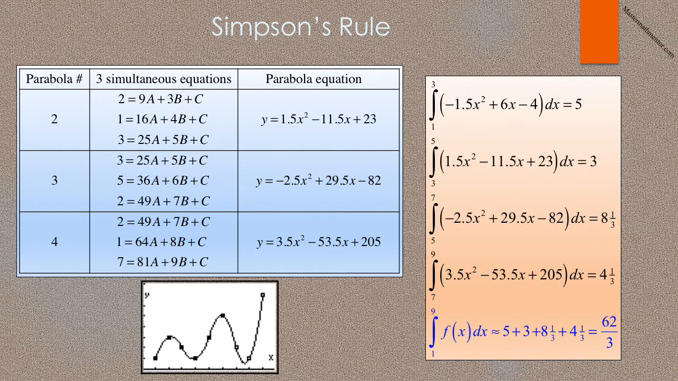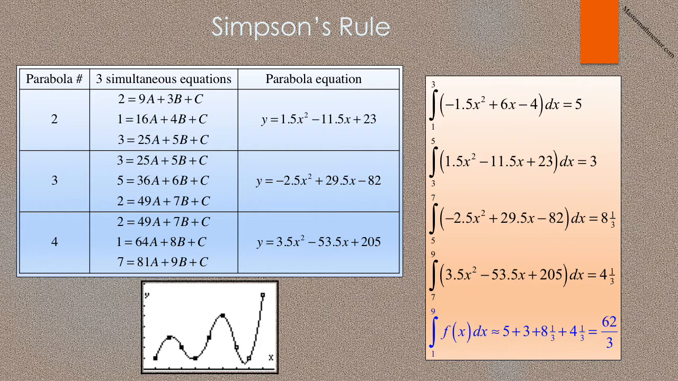Now that we have our four equations, we can use four integrals to find the area under the curve and sum them. So, the integral from 1 to 3 of negative 1.5 x squared plus 6x minus 4 dx is 5. The integral from 3 to 5 of 1.5 x squared minus 11.5 x plus 23 dx is 3. The integral from 5 to 7 of negative 2.5 x squared plus 29.5 x minus 82 dx is 8 1/3.